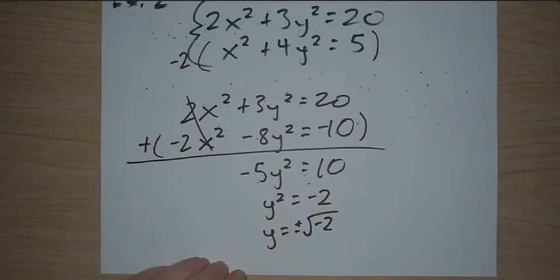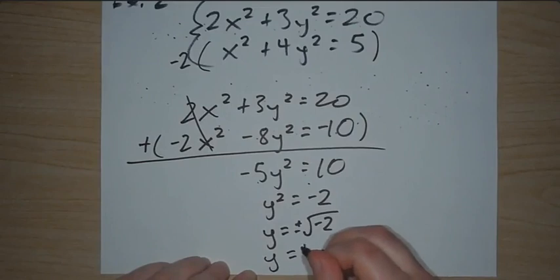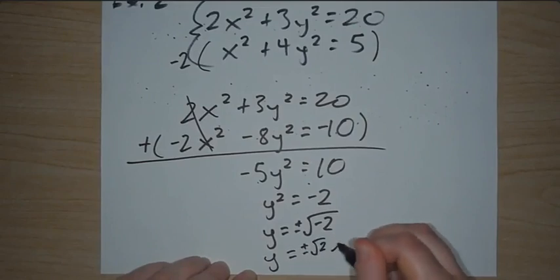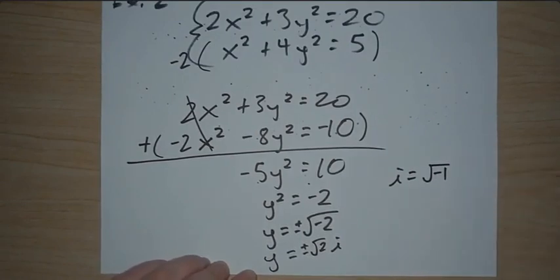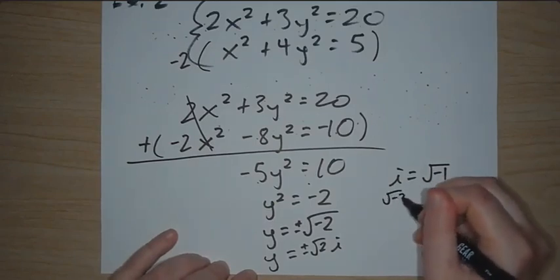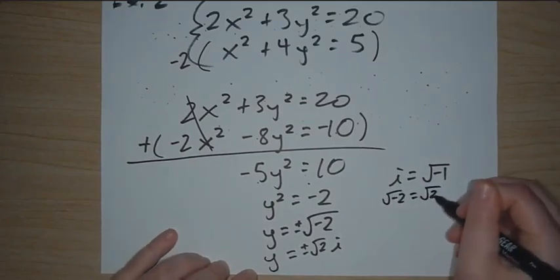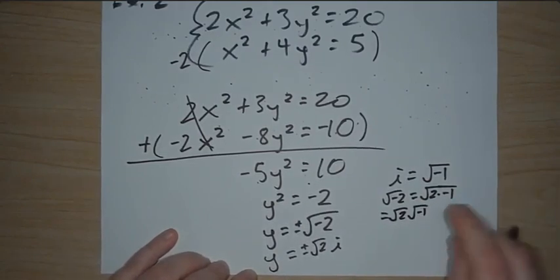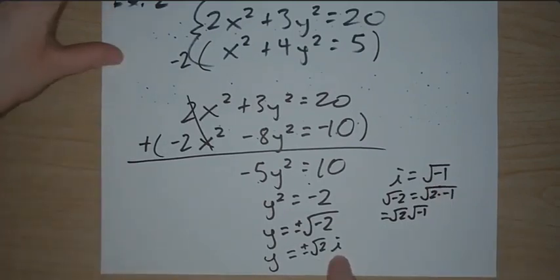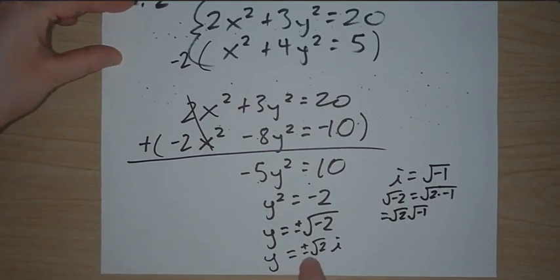And we can rewrite this as y is equal to positive negative square root of 2 times i, because i is equal to the square root of -1, and if you remember our rules for radicals, the square root of -2 is equal to the square root of 2 times -1, which is equal to the square root of 2 times the square root of -1, and since i is the square root of -1, it's equal to this. So, notice we have two solutions for our y. We have a positive and negative square root of 2 times i.